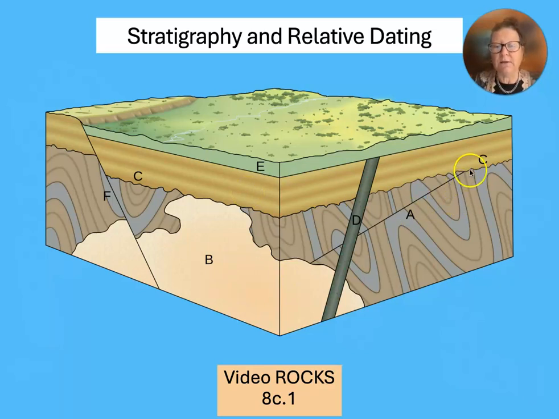There are a number of other features here. There are two faults. One of them comes through here on this side. Another one cuts through here over on the left side. And then there's also a dike, an intrusion of magma that has solidified and cut through some of the rocks. So this is the kind of puzzle we're going to try to solve.